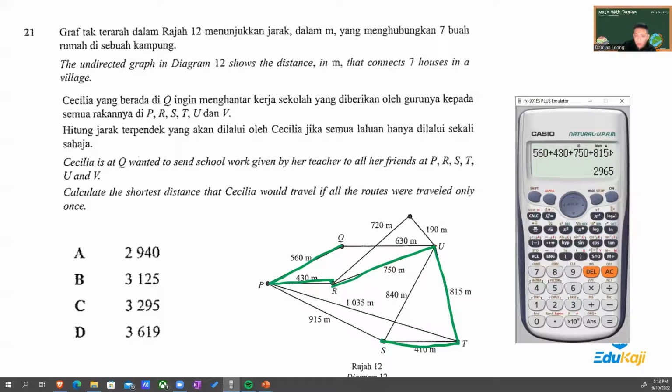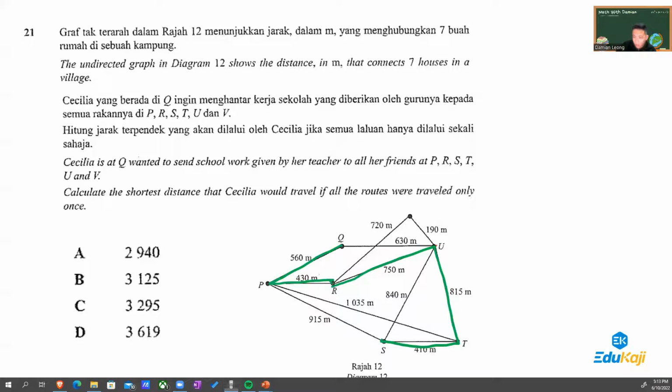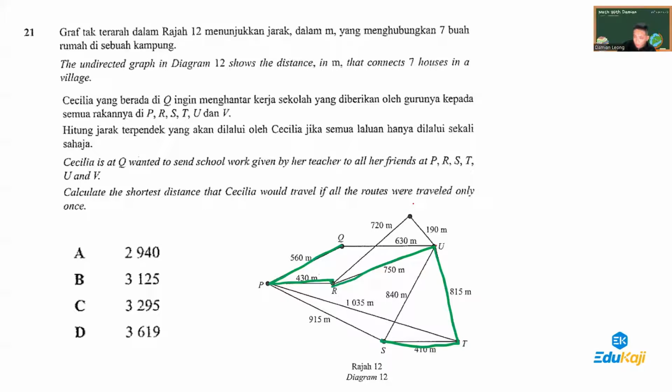Let's see. P, R, S, T. Oh, I think this is V. Yeah, I bet. I didn't see it. Somehow it's not labeled in the diagram here. So the V was missing. So it only makes sense for us to go up here.